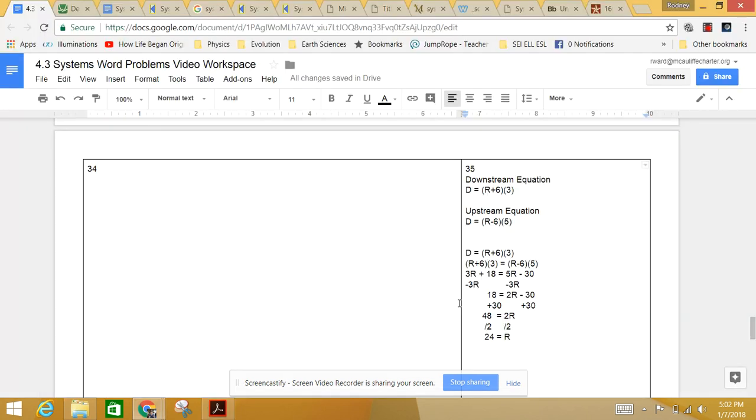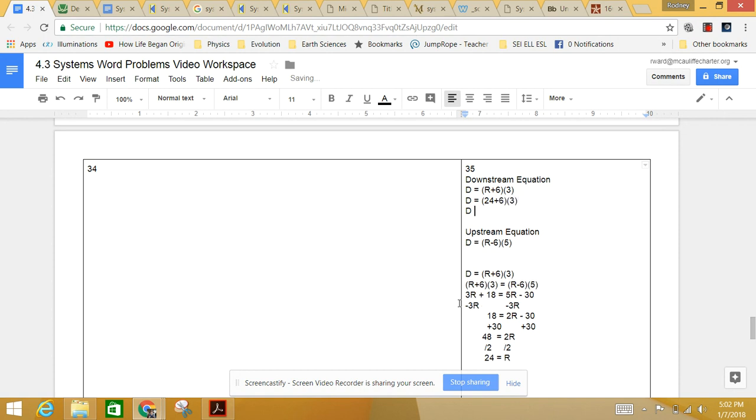I'm going to go ahead and work out what my distance is. So if I plug in 24 in either one of these equations, d equals 24 plus 6 times 3, that's d equals 30 times 3. You don't need the parentheses there, but I'm going to go ahead and put them, equals 90 miles. So the distance for the trip is 90 miles.